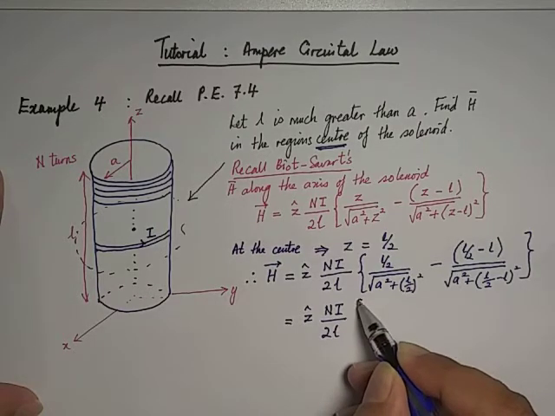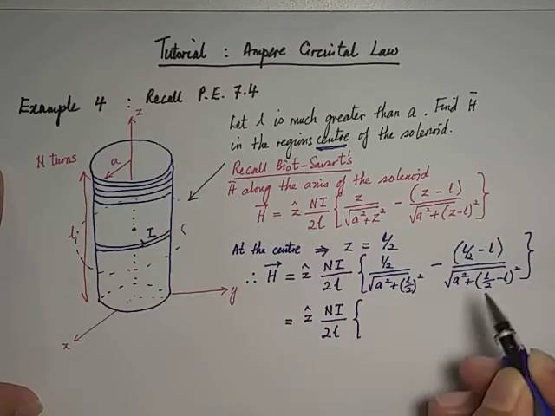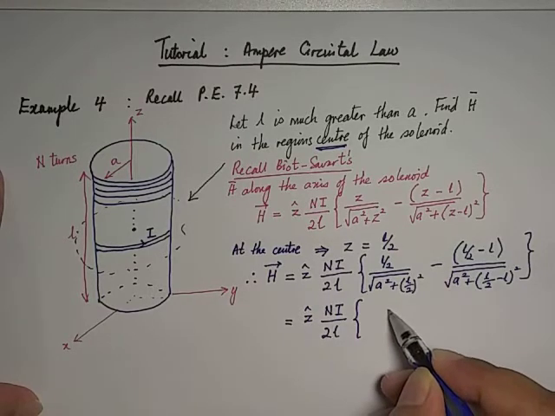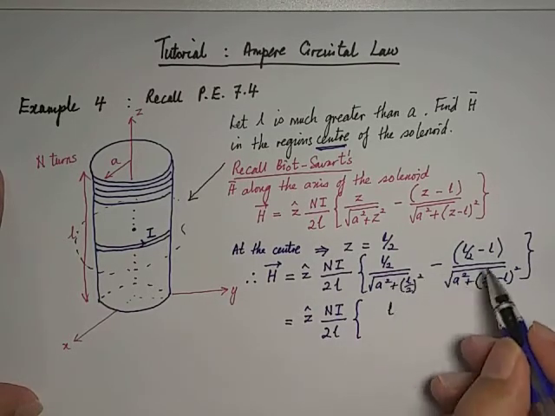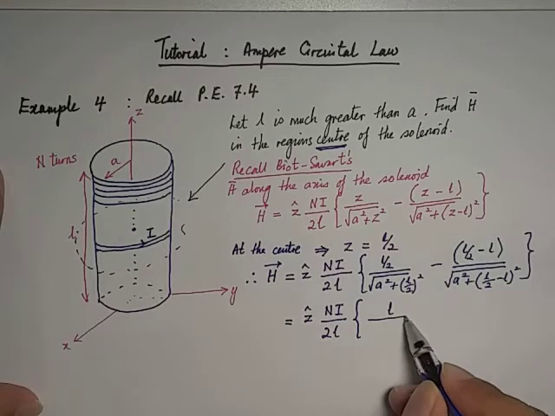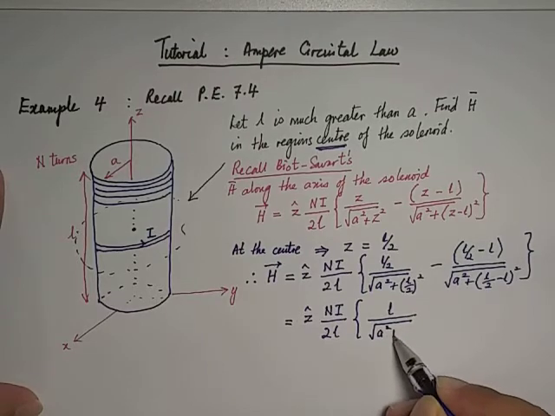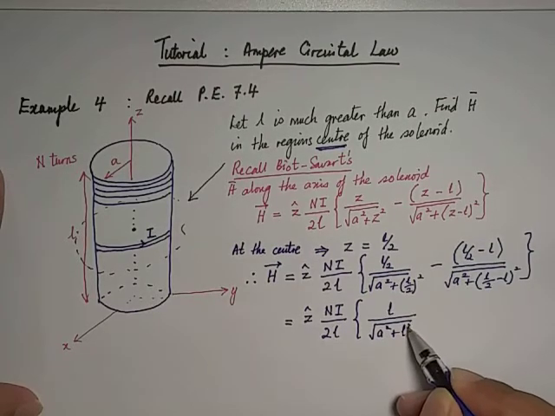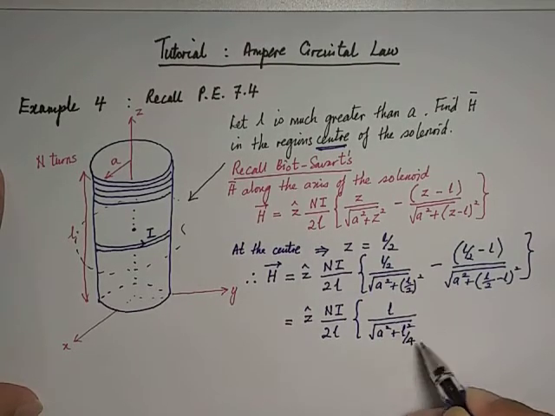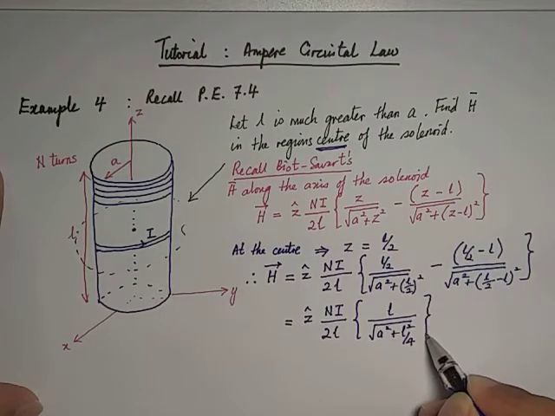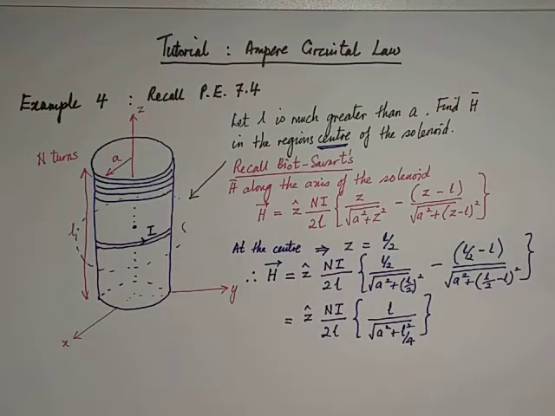Okay, now the upper part will become L, correct? Because L over 2 plus L over 2, divide everything with the square root of A squared plus L squared over 4. Okay, that should be our simplified version of the upper part of the mathematics.